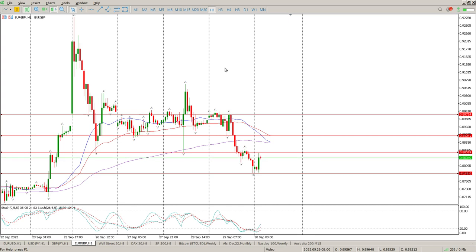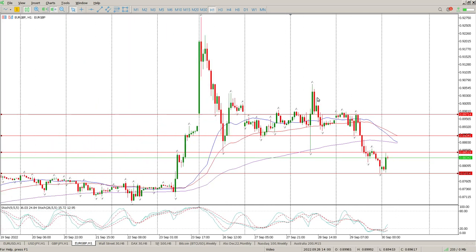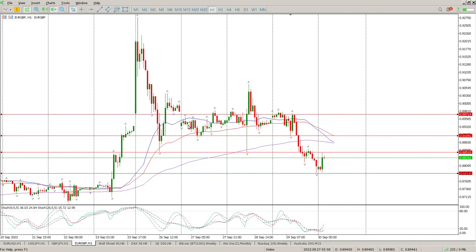So anyway, that's kind of my view today. I think there's only really Euro USD that really stands out. The rest of them are all pretty much scalps that are going to happen.